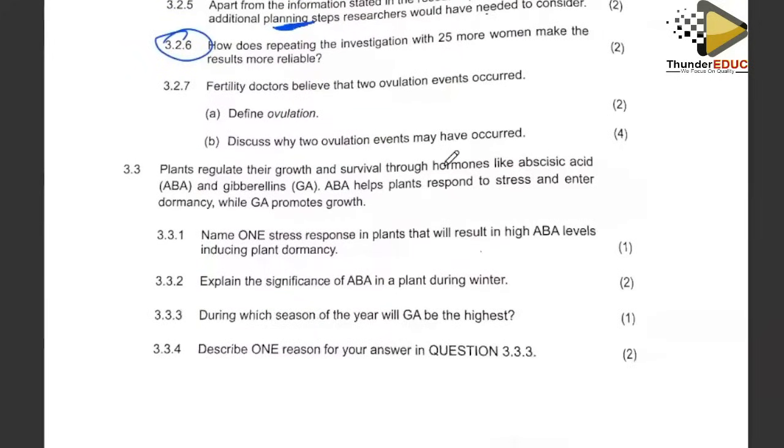Question 3.2.7. Fertility doctors believe that two ovulation events occurred. Define ovulation. This is the release of a mature ovum from the ovary, or from the mature Graafian follicle. Then they're saying, discuss why two ovulation events may have occurred.